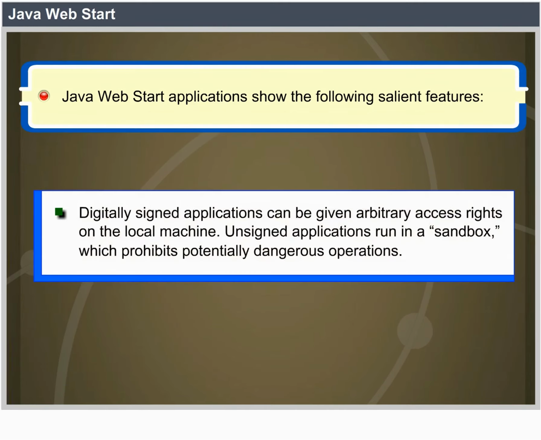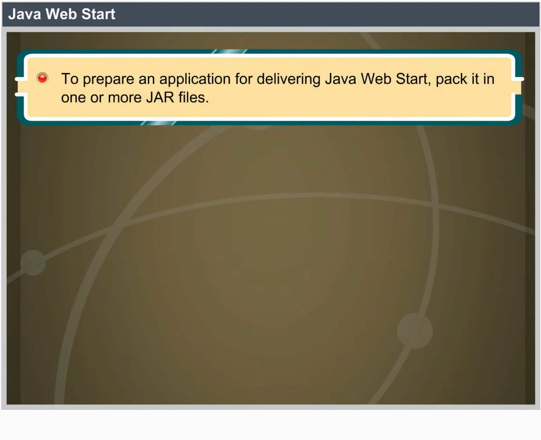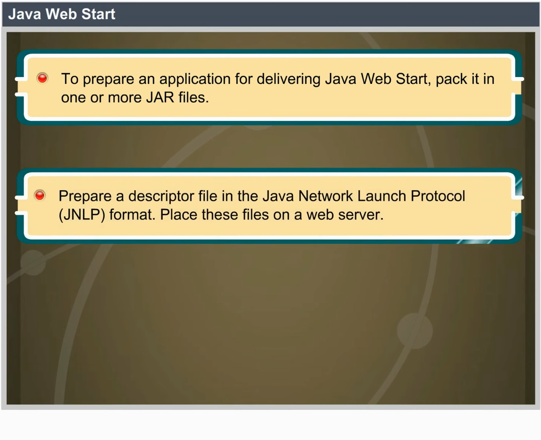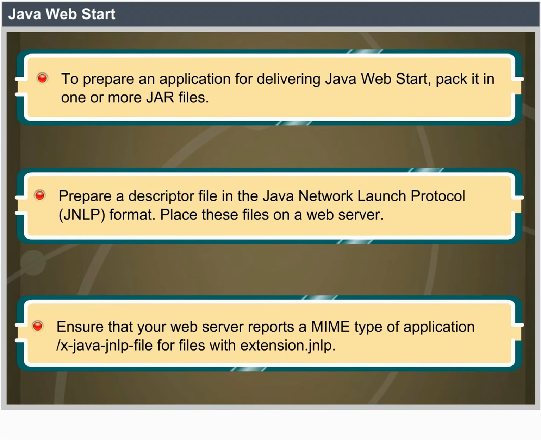Digitally signed applications can be given arbitrary access rights on the local machine. Unsigned applications run in a sandbox, which prohibits potentially dangerous operations. To prepare an application for delivery by Java Web Start, pack it in one or more jar files. Prepare a descriptor file in the Java Network Launch Protocol format. Place these files on a web server. Ensure that your web server reports a MIME type of application/x-java-jnlp-file for files with extension .jnlp.